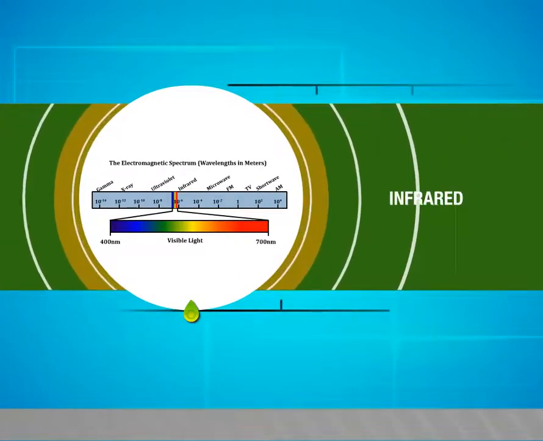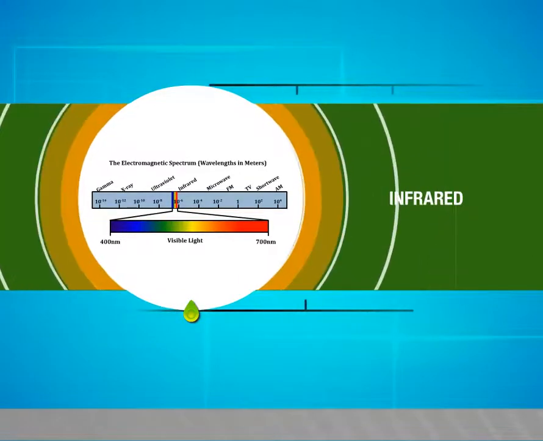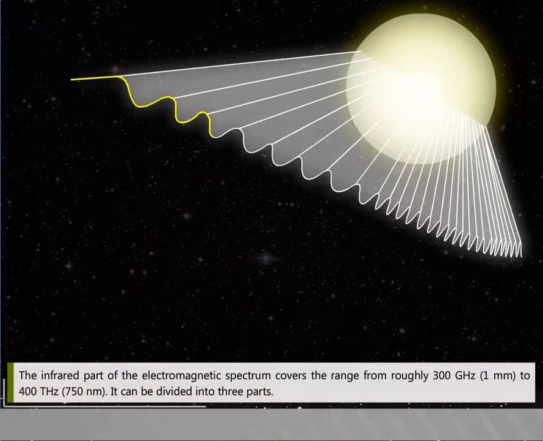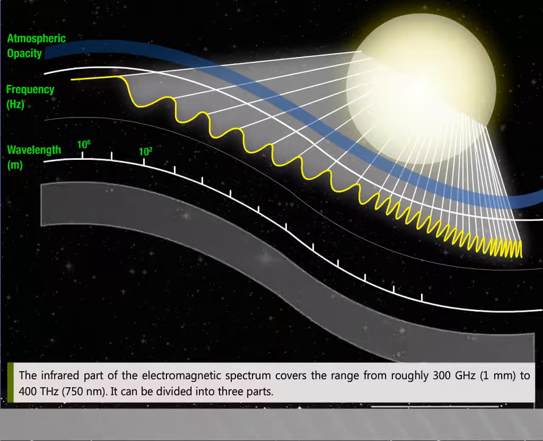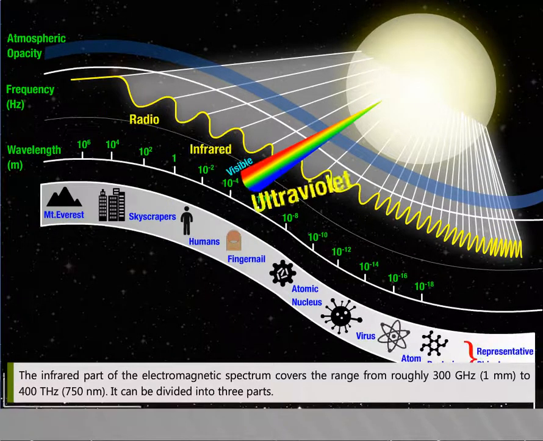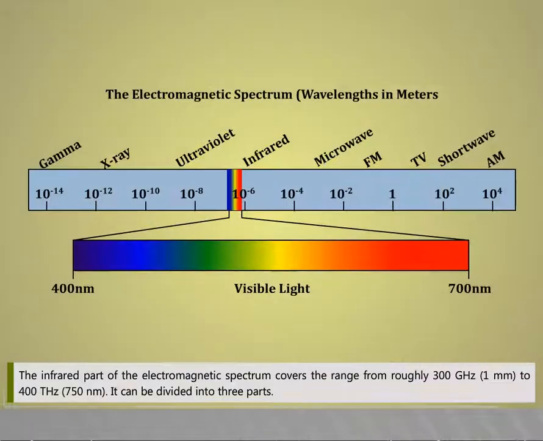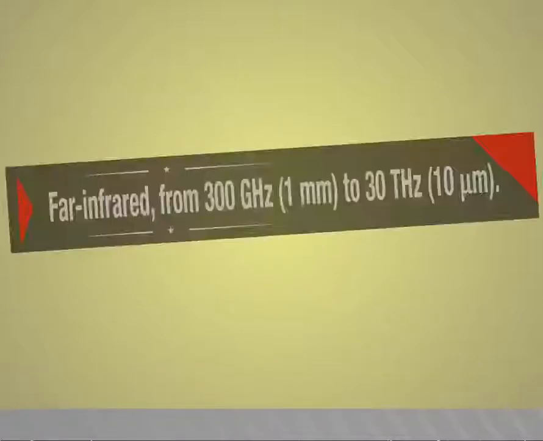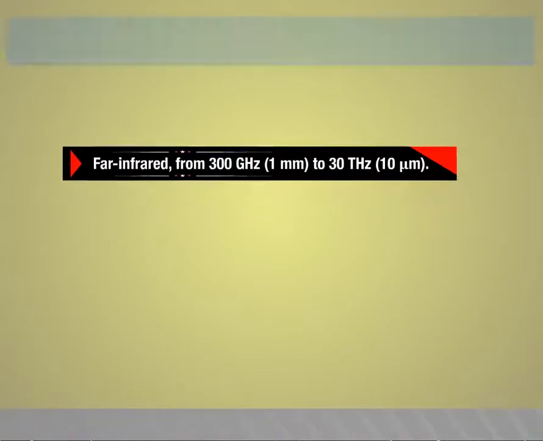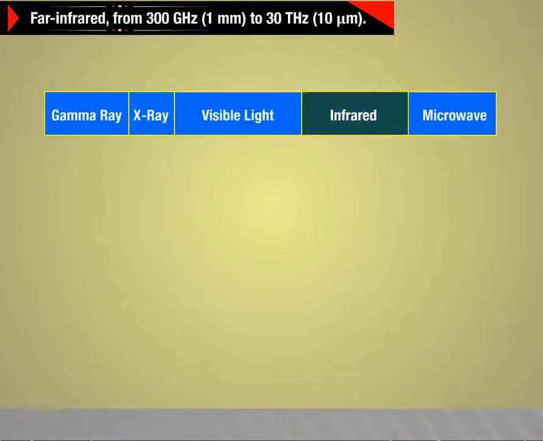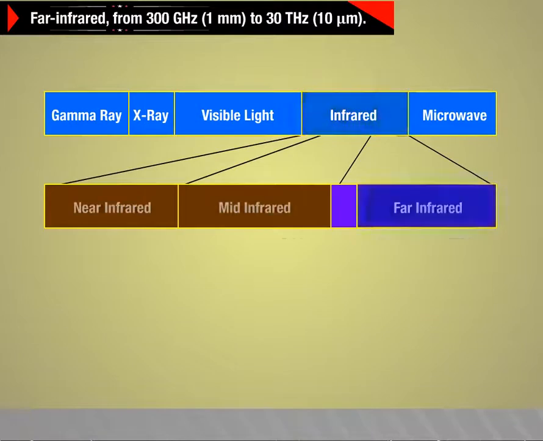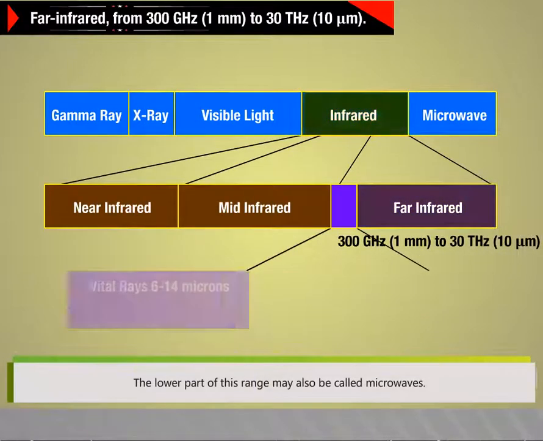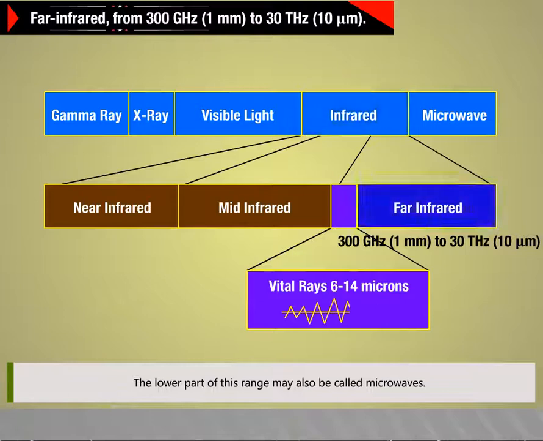Infrared. In this video, we are going to see about infrared. The infrared part of the electromagnetic spectrum covers the range from roughly 300 GHz, 1 mm, to 400 THz, 750 nanometer. It can be divided into 3 parts. Far infrared from 300 GHz, 1 mm, to 30 THz, 10 micrometer. The lower part of this range may also be called microwaves.